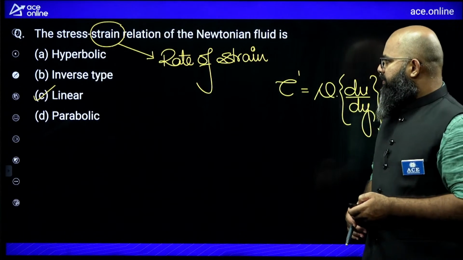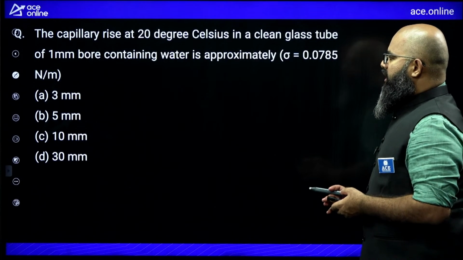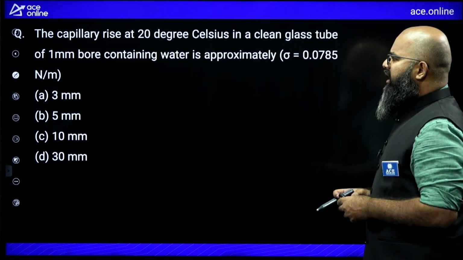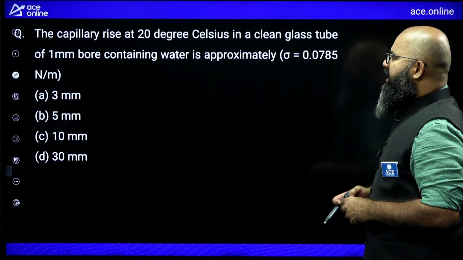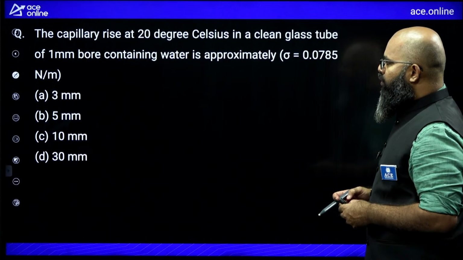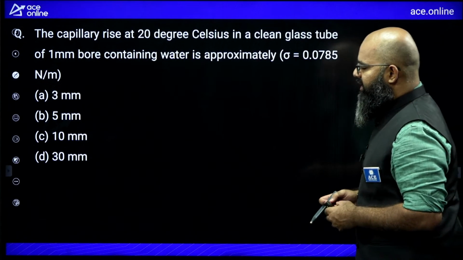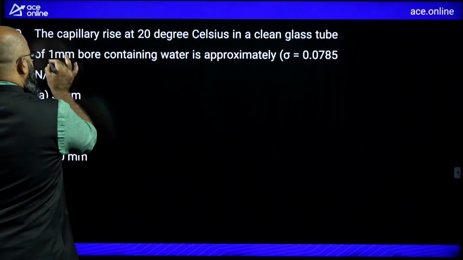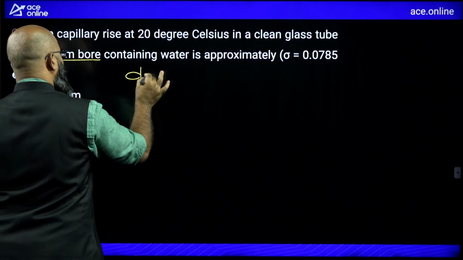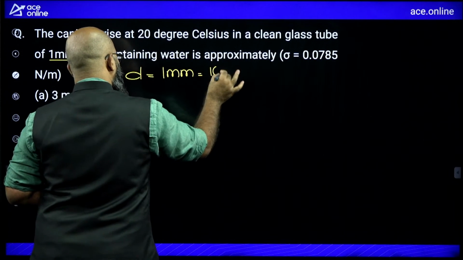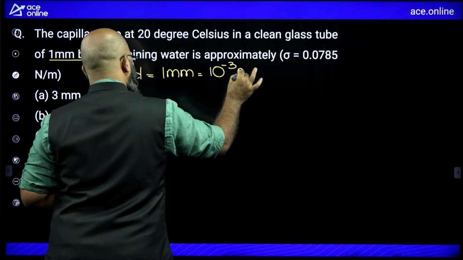Moving further. Look at this question now. This is a very simple numerical you are having. The question is saying the capillary rise at 20 degrees centigrade in a clean glass tube of 1 mm bore containing water is approximately equal to how much? Now 1 mm bore over here means what? It means the diameter is equal to 1 mm. That is equal to 10 power minus 3 meter.